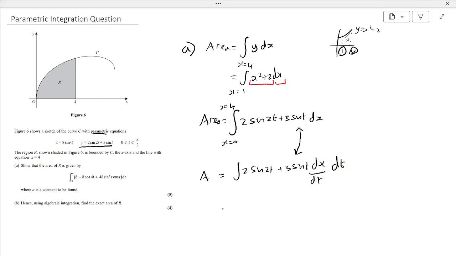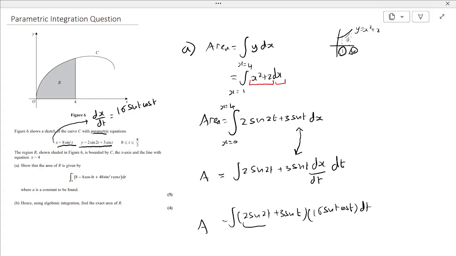On the other hand, dx by dt is an expression I have also in terms of t. Look over here on the definition. x is 8 sine squared t. You can just differentiate. I have x in terms of t, I can find dx by dt. So sine squared t will go to 2 sine t cos t using the chain rule. So dx by dt will be 16 sine t cos t. So I can put it in here. And now this works because I have an integral where the inside is all in terms of t, and I have dt on the outside.